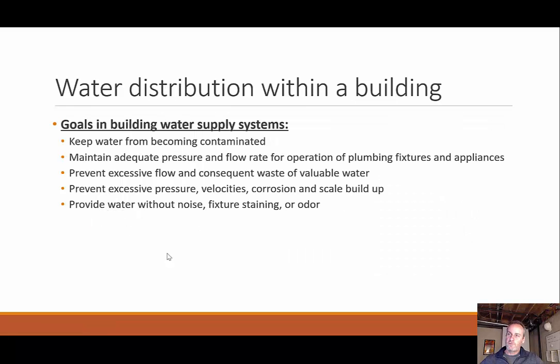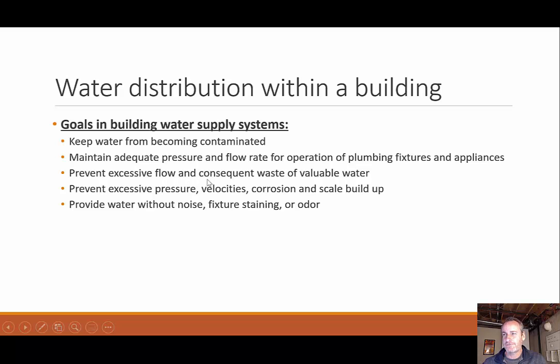So moving on to, once the water is at the structure in the building, we need then to distribute the water within the building, right? What are some goals? We want to keep that water from becoming contaminated, because that's the way our city has supplied us with the water. We don't want to introduce any new contaminants. Maintain adequate pressure and flow for the particular plumbing fixtures and appliances. So we need the pressure to be there. We'll talk more about that in just a little bit.